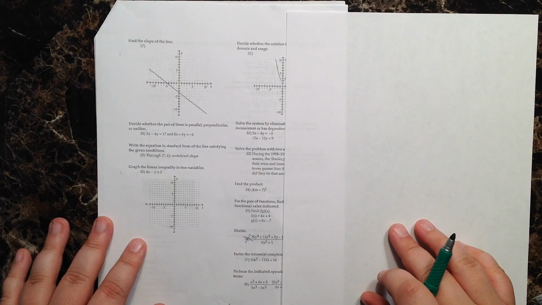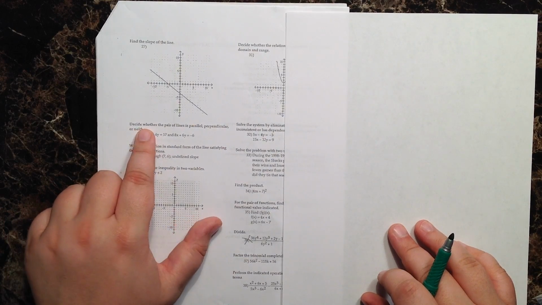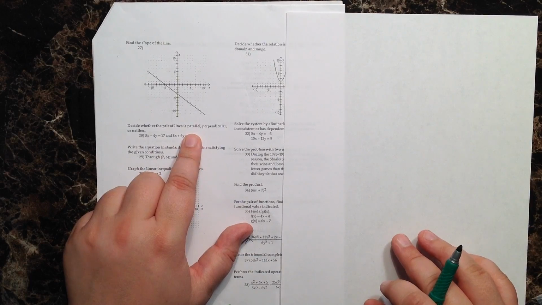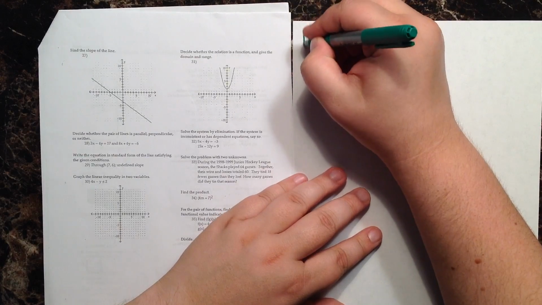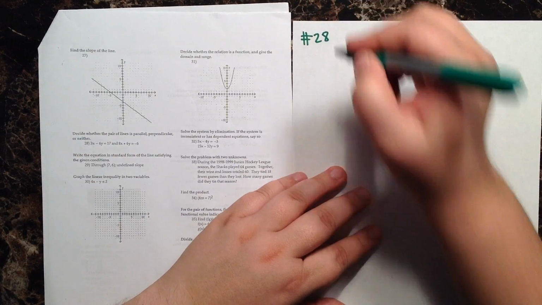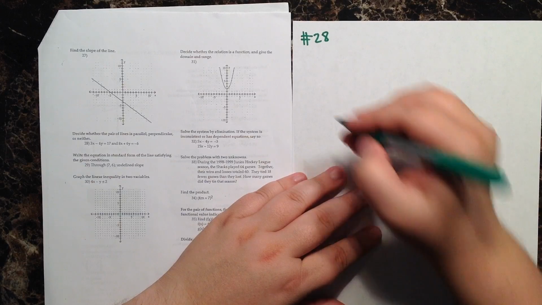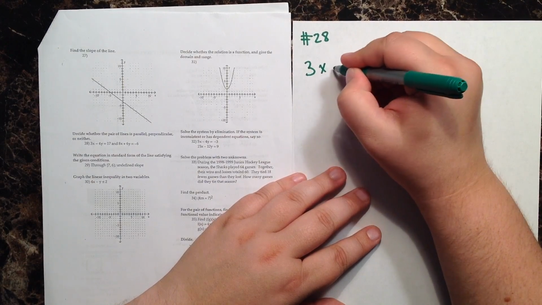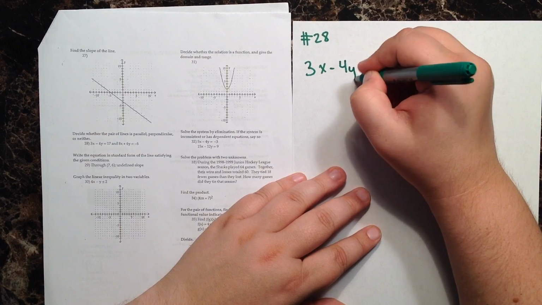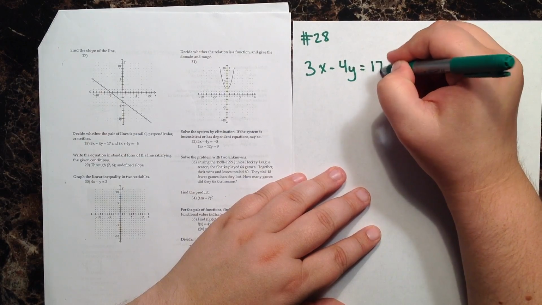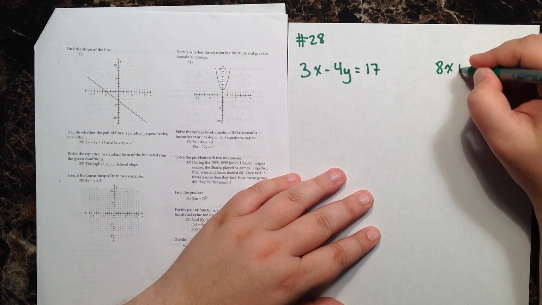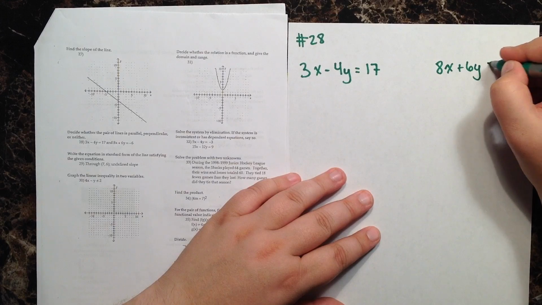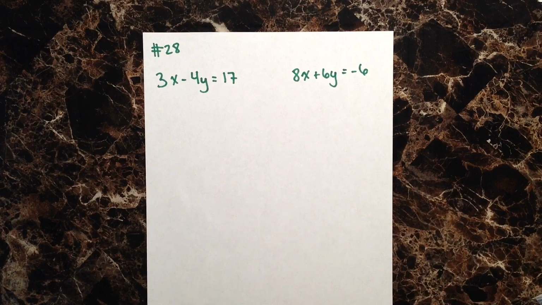All right, so the directions for number 28 are: decide whether the pair of lines is parallel, perpendicular, or neither. The equations they give us are 3x minus 4y equals 17 and 8x plus 6y equals negative 6. All right, we're going to set that aside.